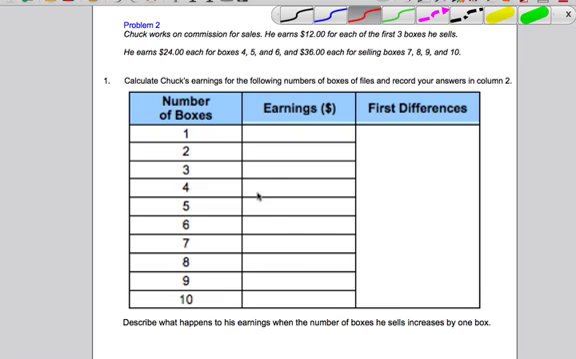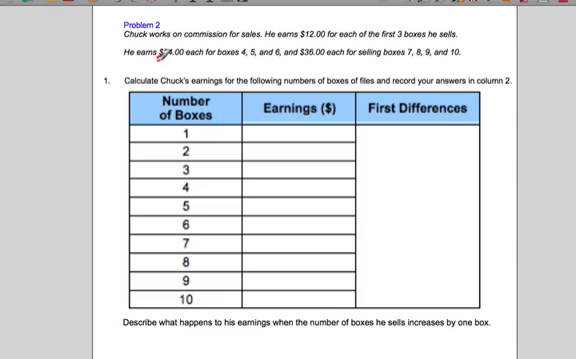Now, in the last problem, Chuck here works for commission sales, and he earns $12 for each of the first three boxes he sells. Earns $24 for boxes 4, 5, and 6, and $36 for boxes 7, 8, 9, and 10. So if he sells one box, that means that he's going to earn $12 on that box.